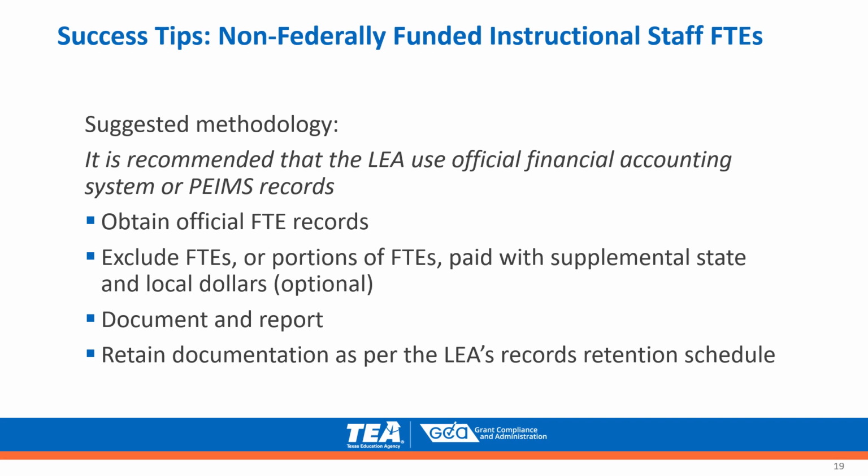If FTEs or portion of FTEs paid with supplemental state and local dollars are excluded, detail which FTEs paid with supplemental dollars have been excluded. Have documentation of the excluded amounts. Arrive at a reduced FTE total to be reported. Provide the math used to arrive at the reported FTE totals. For example, if 10 FTEs were deducted for being funded with supplemental state and local dollars, show your math on your documentation and detail how the new total was achieved.